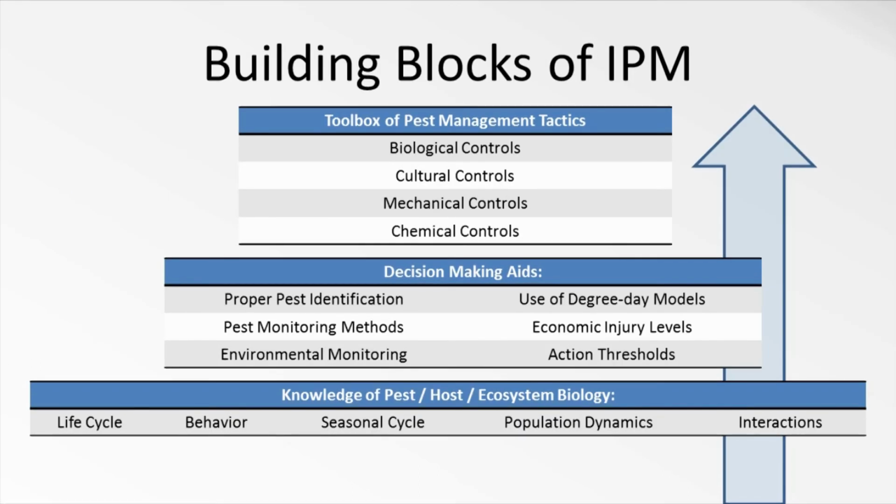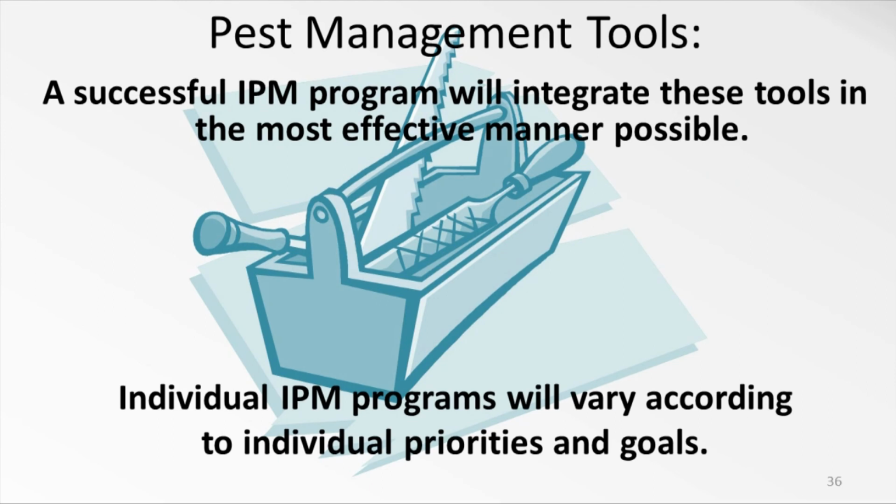Which pest control method you choose, whether chemical, cultural, biological, mechanical, or a combination of all four, will depend on the priorities you set for your specific situation and the knowledge you have about the pest and your garden ecosystem. Most IPM programs are designed with commercial production in mind, but the same principles apply for homeowners. We all consider the available tools and our personal priorities when we make decisions.